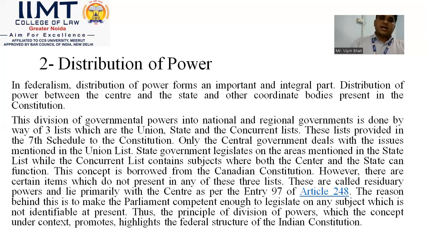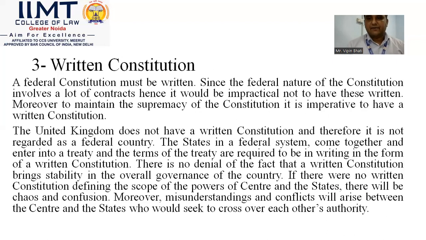ठीक है. Now the second is distribution of power. So we have already discussed the definitions in part. There is, in the 7th schedule, there are 3 lists. One is the union list, second is the state list, and third is the concurrent list. And there are some entries for a particular legislature, and they can make the laws for their respective areas. So this is the distribution of power in regard of legislation or law.